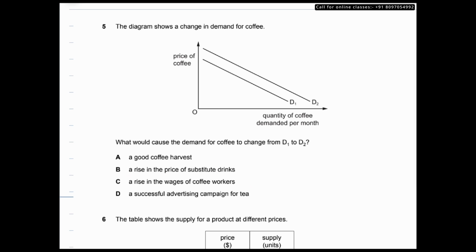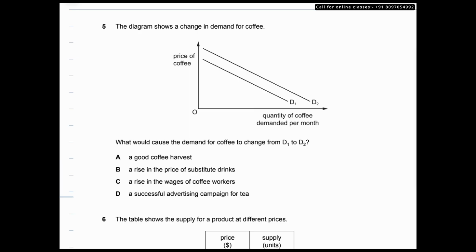Now, what has happened in the diagram? The demand curve has shifted to the right. Shifting to the right means that at each and every price now more is getting demanded. Let us say this is the price. So now this is what is getting demanded instead of this. Correct? That's what an increase in demand would mean. And that's what the curve is doing here. There's a shift in the demand curve to the right, meaning an increase in demand.